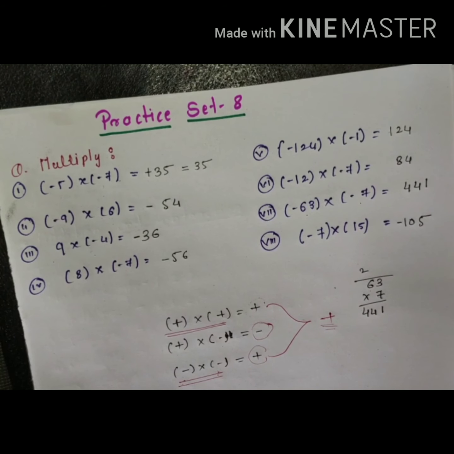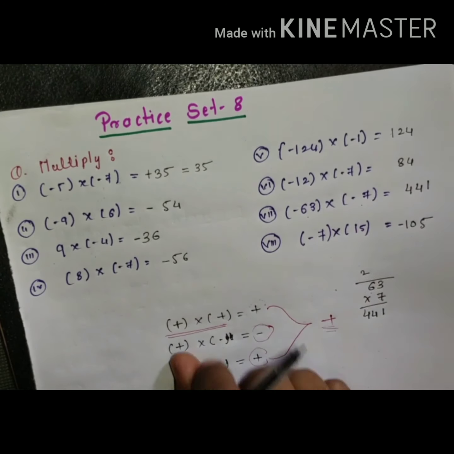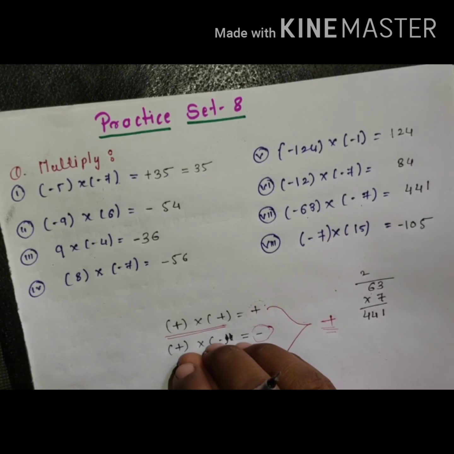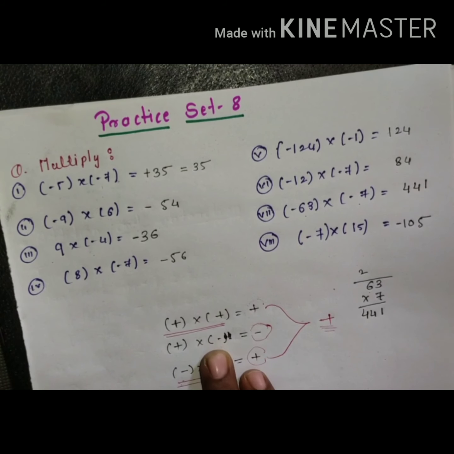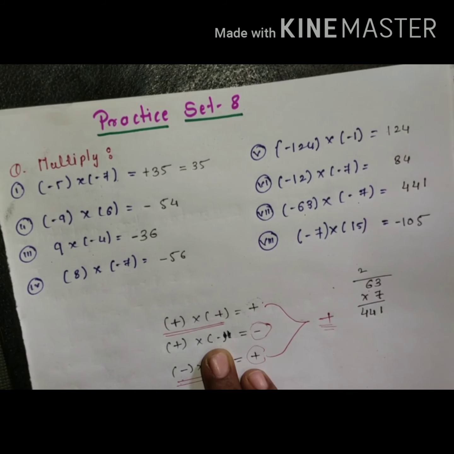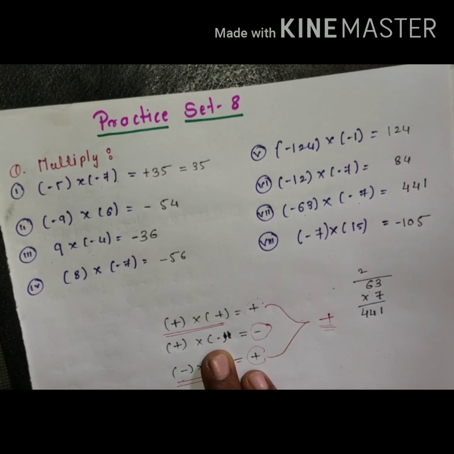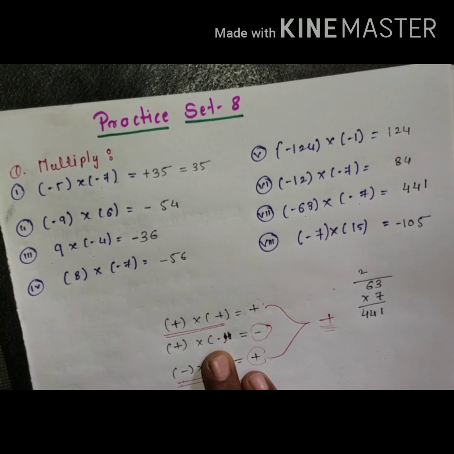Okay, you all understand this? Again I am revising how to multiply two integers. While multiplying two integers, we just have to remember three rules. What is the first rule? Multiplication of two positive integers is always a positive. Multiplication of one positive integer and one negative integer is always a negative integer. Third, multiplication of two negative integers is always a positive integer. These are the three rules of multiplication. By using these three rules, we have to multiply these integers.